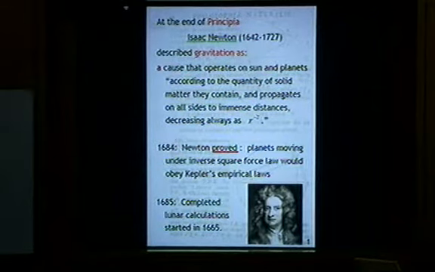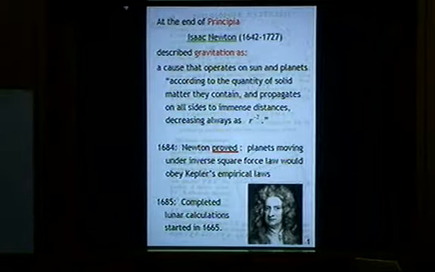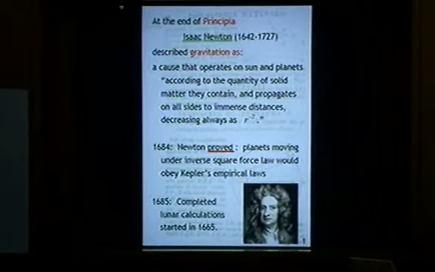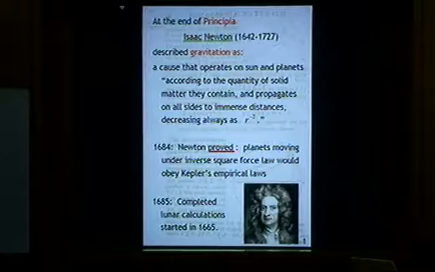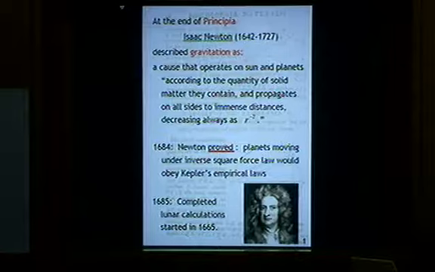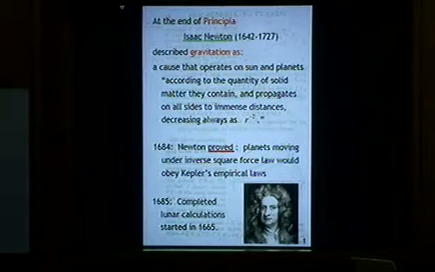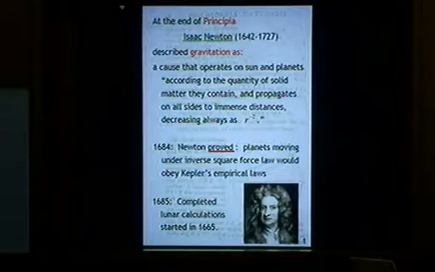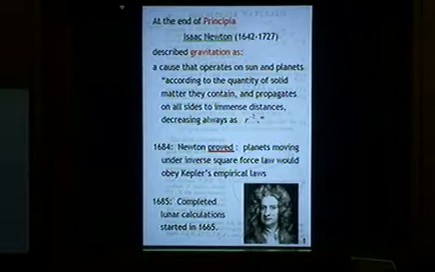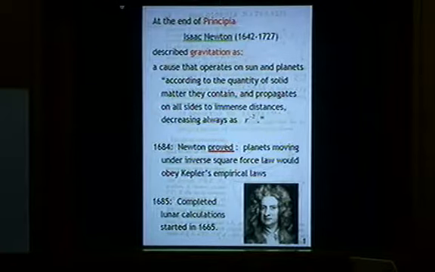In 1684, Newton proved that planets moving under the inverse square force law would obey Kepler's empirical laws. They would travel around the sun with the sun at one focus of an ellipse, sweep out equal areas in equal times, and the cube of the period is proportional to the square of the major or minor axis. I can't remember which one.